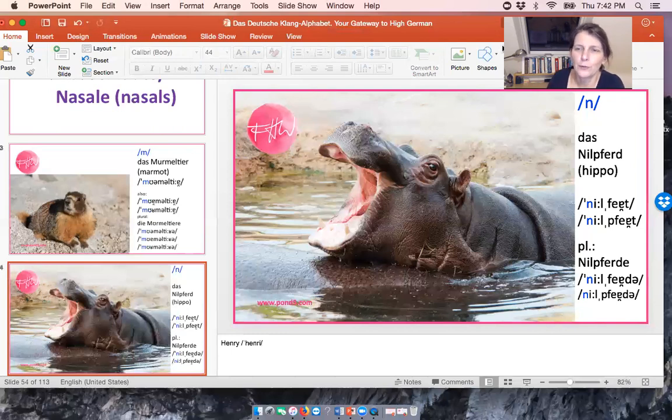Also, das Nilpferd. Again, we have a post-vocalic R in the middle of a word, and some people pronounce it and some don't. I say Pferd. I really use a deep schwa there. Das Nilpferd. Und die Nilpferde. So the plural doesn't make a difference for the R because it's inside of the word.